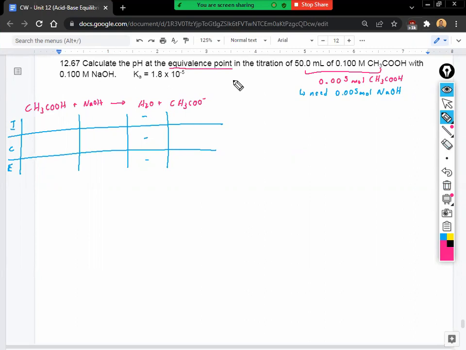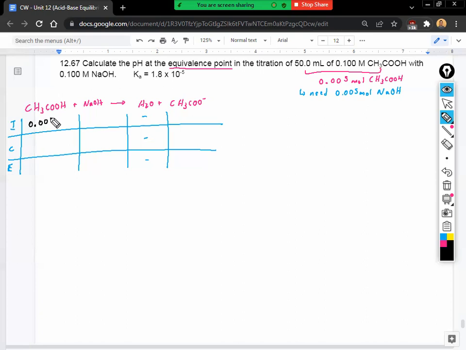right? And so here, you can calculate that you have 0.005 moles of acetic acid. And so obviously, in order to neutralize that, you'll need the same amount of base, right? So you need 0.005 moles of sodium hydroxide. And so we can set up a very simple ice table. And we're going to just plug in the values that we have.